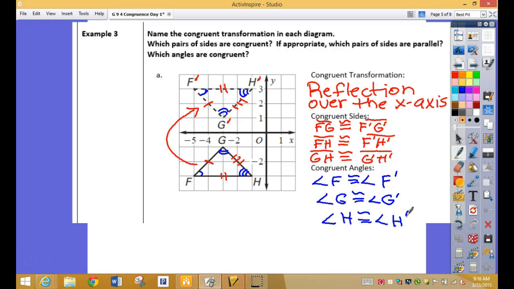Now, are there any sides that are parallel within that figure, that triangle? So, if appropriate, which pair of sides are parallel? Are there any parallel sides in that triangle? No, none on that one. So we don't have to worry about the parallel sides in that figure. Okay, next one.